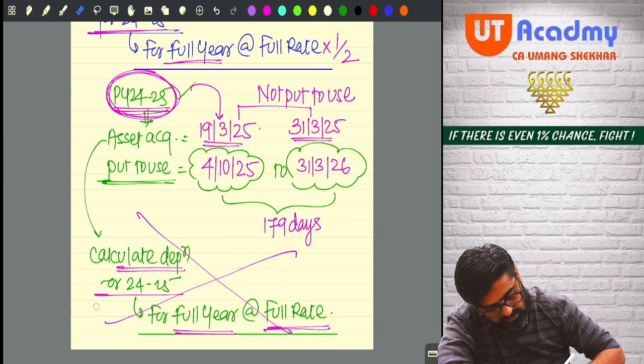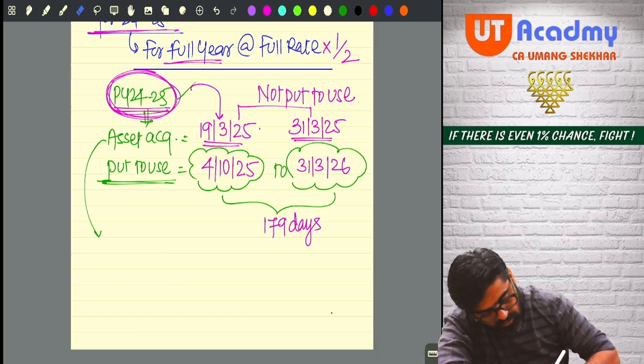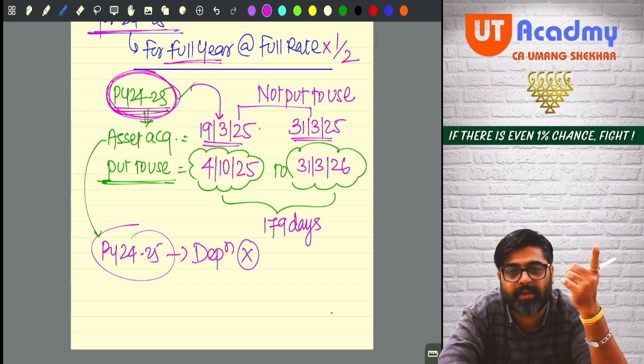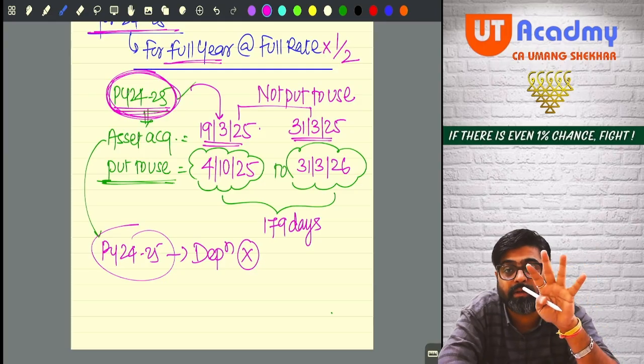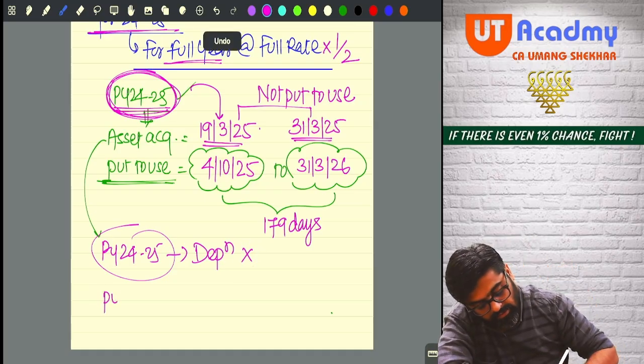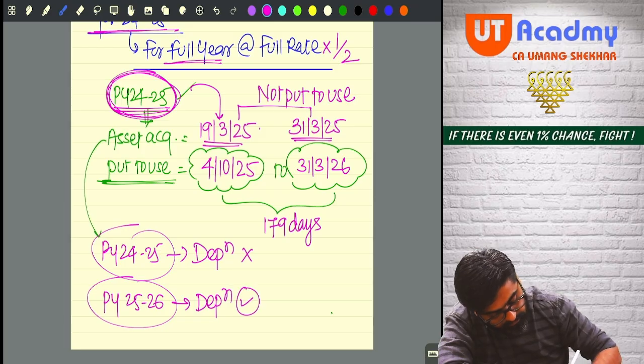So friends, for previous year 24-25, you will not get any depreciation. Because to get the depreciation in that year, the asset should be used in that year. Is it used or not used? Not used at all. Yes or no? Now tell me, previous year 25-26, the asset was put to use? Yes. Now this year depreciation will be calculated.